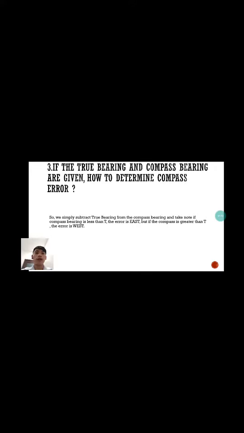Number 3: if the true bearing and compass bearing are given, how do you determine compass error? We simply subtract the true bearing from the compass bearing, and take note, if the compass bearing is less than true, the error is east, but if the compass is greater than true, the error is west.